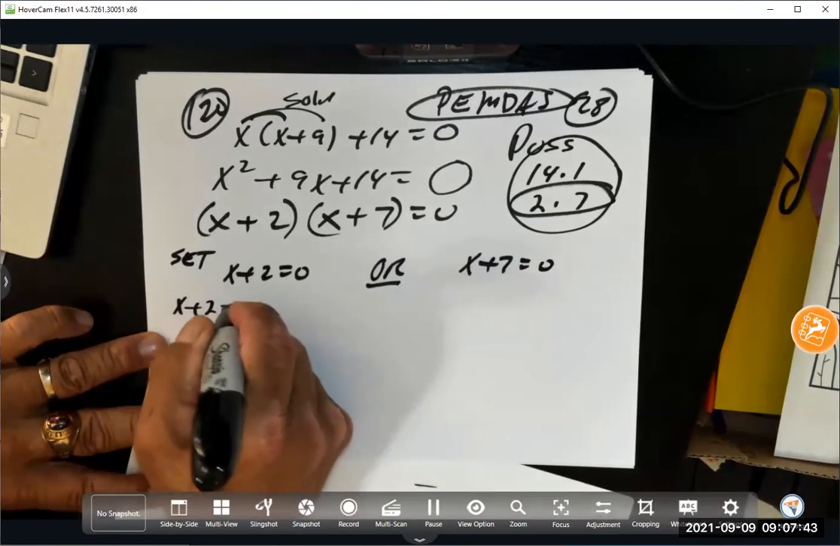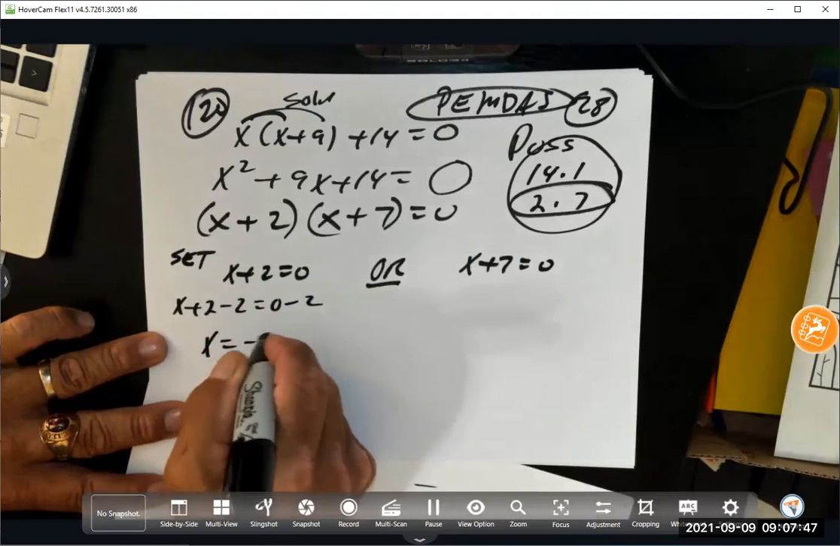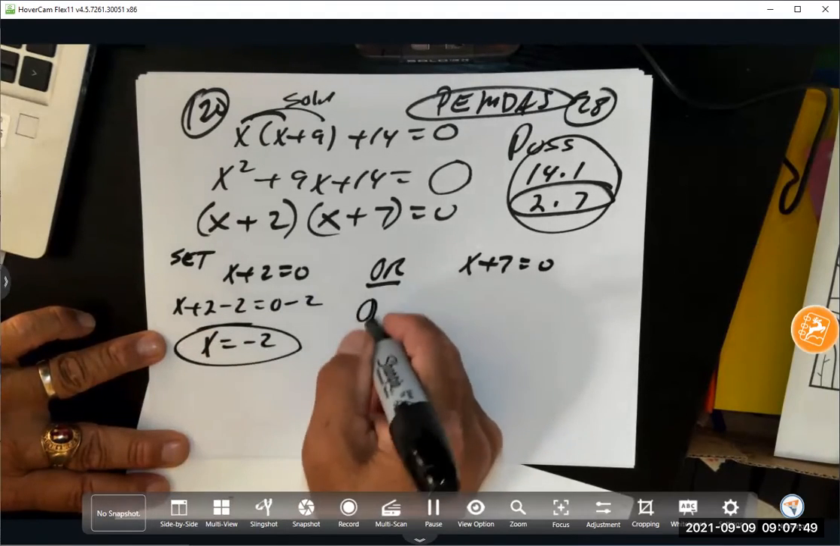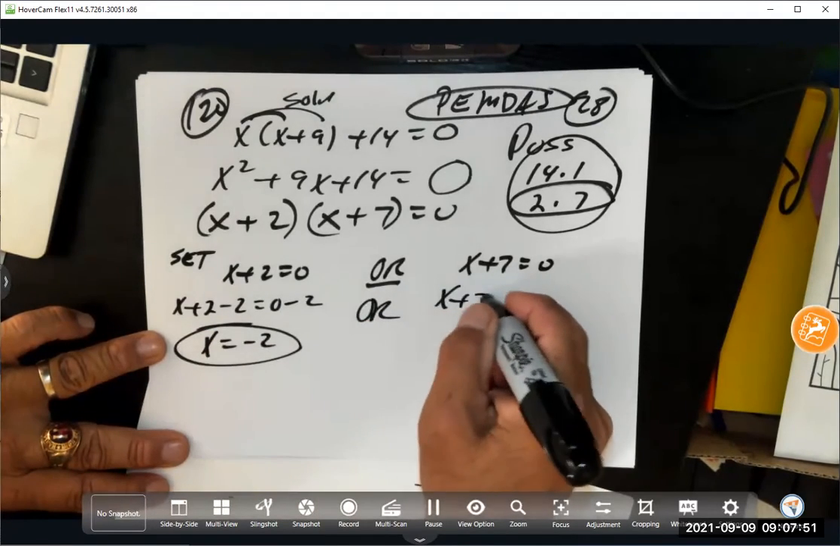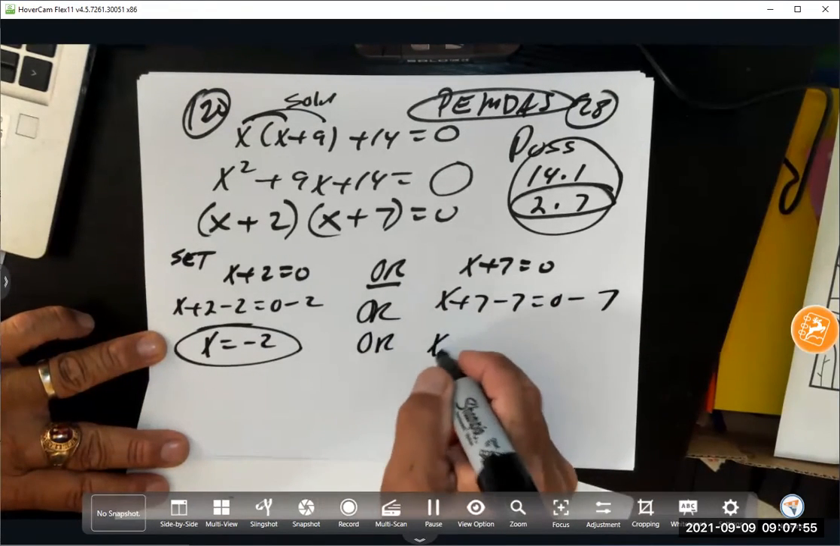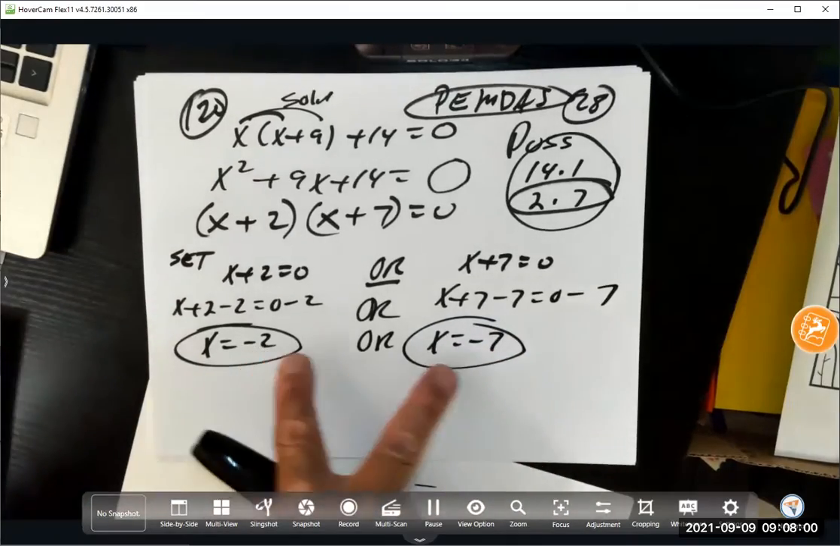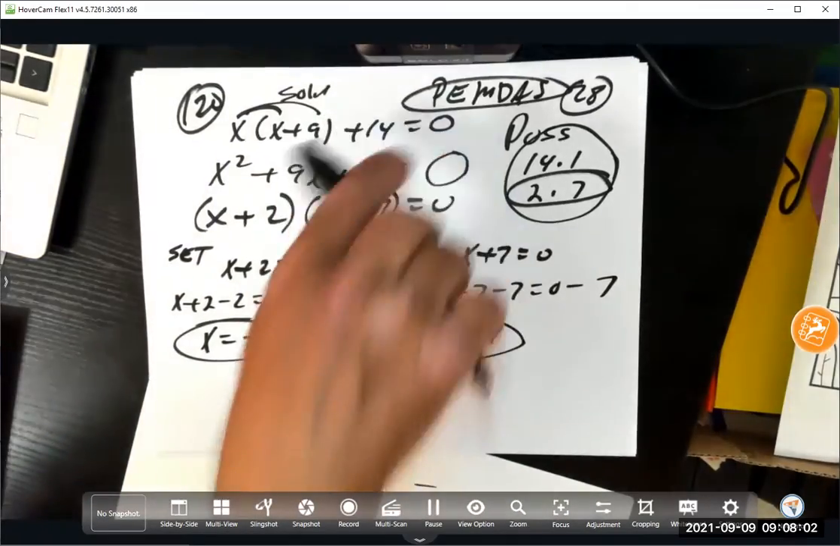So x plus 2 minus 2 equals 0 minus 2. So x equals negative 2. Or x plus 7 minus 7 and 0 minus 7. So x equals minus 7. Another answer. So we got two answers. Negative 2, negative 7 for that one.